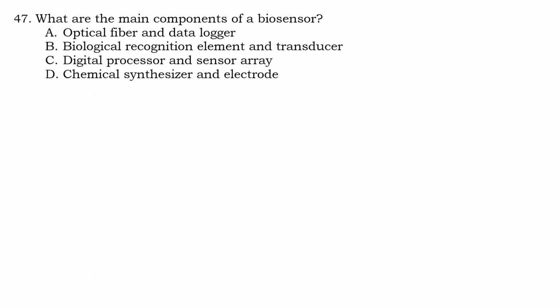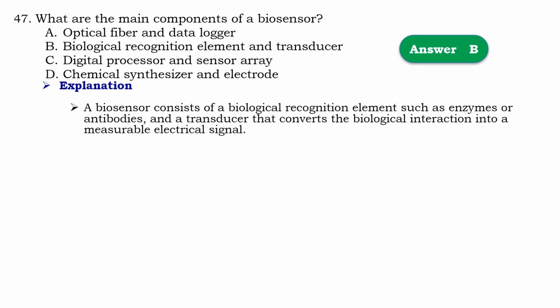Question number 47. What are the main components of biosensor? So that should be B, biological recognition element and transducer. Means that a biosensor consists of a biological recognition element such as enzymes or antibodies and a transducer that converts biological interactions into a measurable electrical signal.